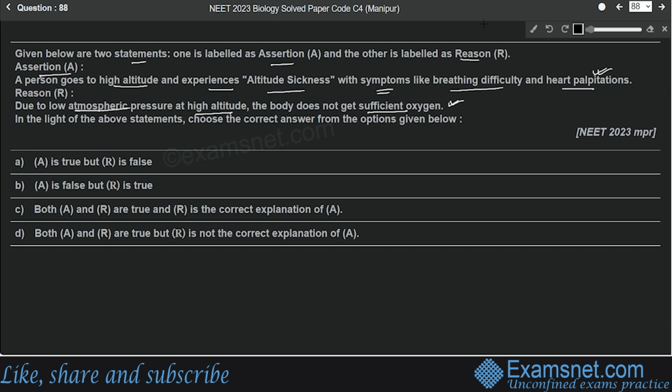What happens when you go to high altitudes? The amount of oxygen decreases there, because there is low atmospheric pressure, so you do not get sufficient oxygen to breathe, and this leads to breathing difficulty and heart palpitations. So both A and R are true, and R is the correct explanation of A. Option C will be the correct answer.